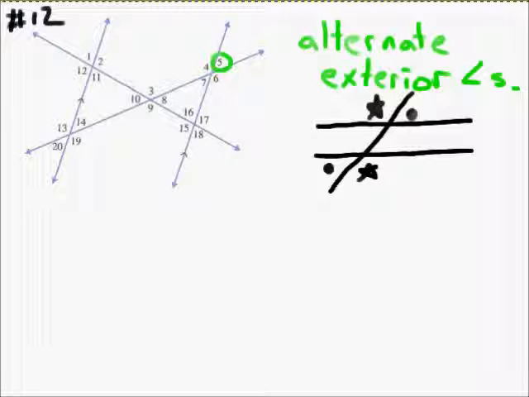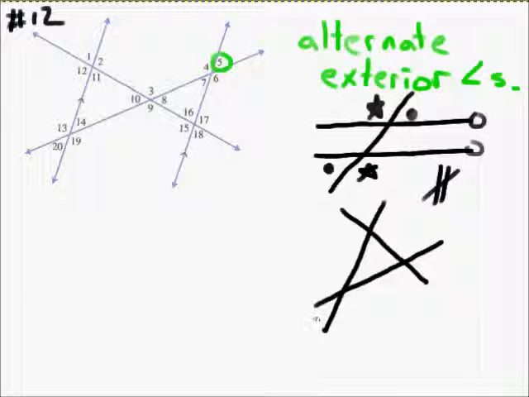Okay, but that's not really what we have going on over here. There's a lot of stuff going on over here. Nowhere in the theorem does it say that these lines need to be parallel. They don't need to be parallel. So I could have something like this: two lines cut with a transversal, and it would be the circle and the circle, and the star and the star, and those would still be alternate exterior angles.